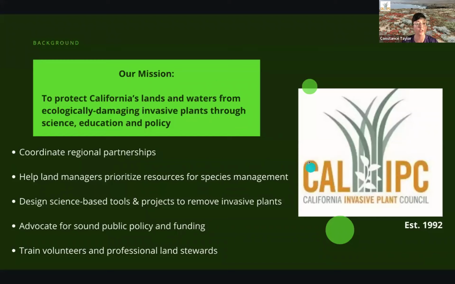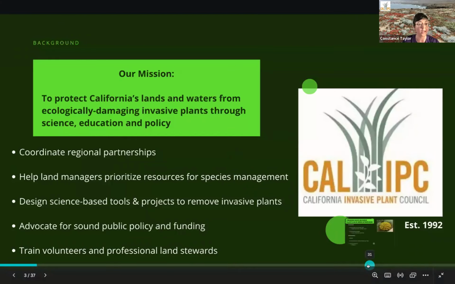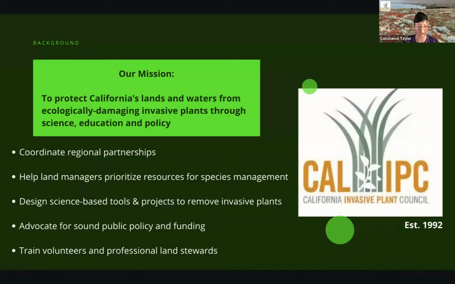And the ways that we do that is we coordinate regional partnerships. So as we all know, weeds do not recognize county lines. So it's really important that people work together to manage these areas or the invasive species in different areas. We help land managers prioritize resources for species management. So we are all painfully aware, I'm sure, that there's always limited time, limited money, limited personnel. So given this, it's really important to think about what species you want to focus on as a land manager to make sure that your resources get the most bang for their buck, maximum benefits to the ecosystems that you're working in. And Cal Weed Mapper is a great tool to use for that, and we're definitely going to be going over that in the presentation.